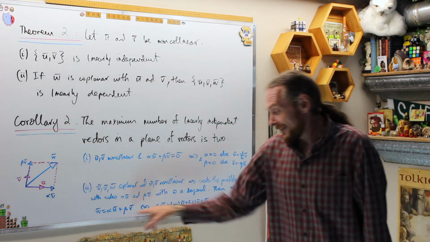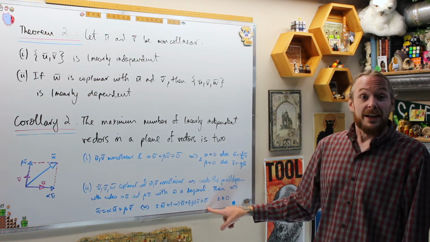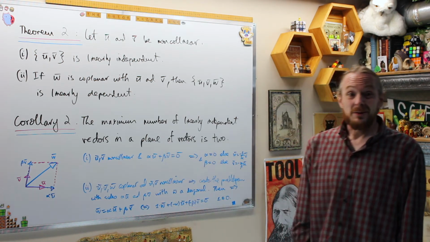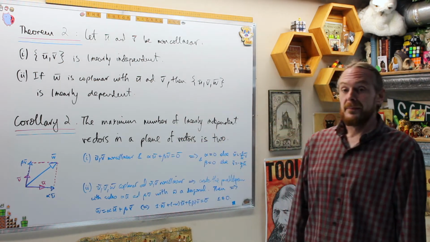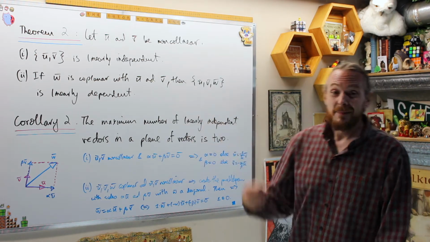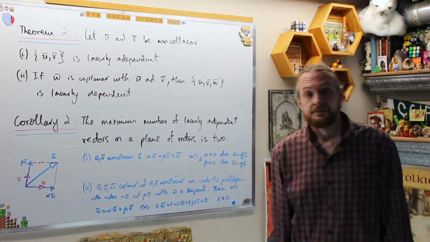And what that tells me is, 1 times w, I can bring everybody to the other side, and I have that a linear combination of those three vectors is 0, and at least one of those coefficients is non-zero, and that says by definition linearly dependent. Therefore, as an immediate consequence, corollary 2 is now telling us that the maximum number of linearly independent vectors in a plane is 2 vectors.